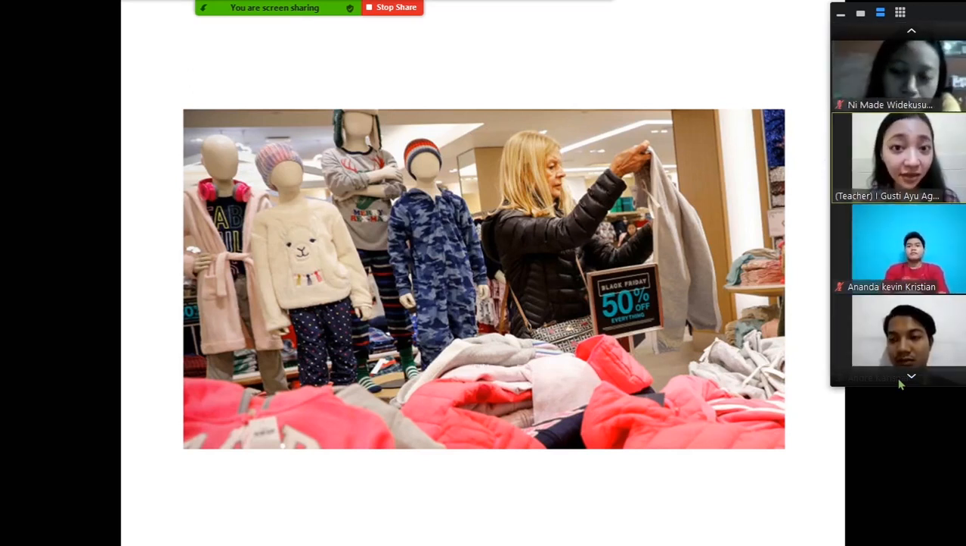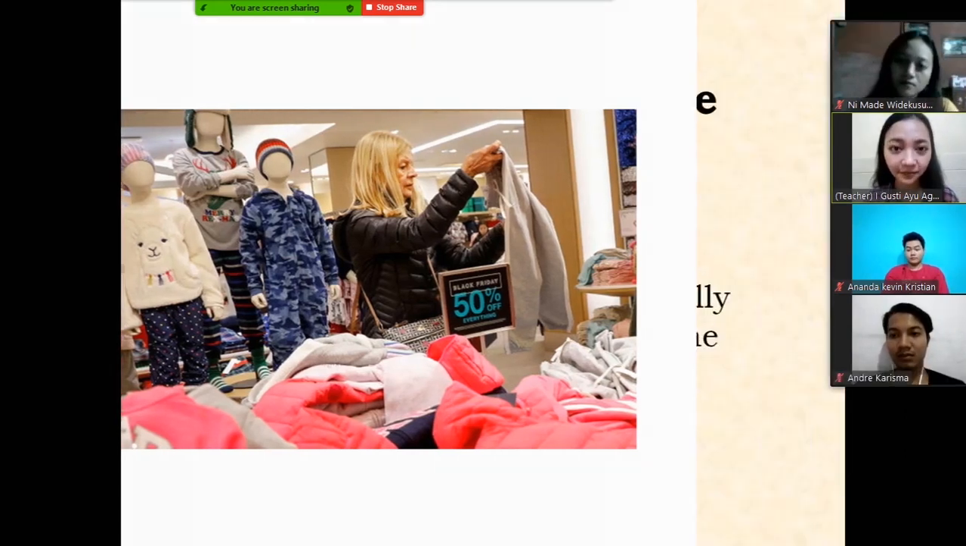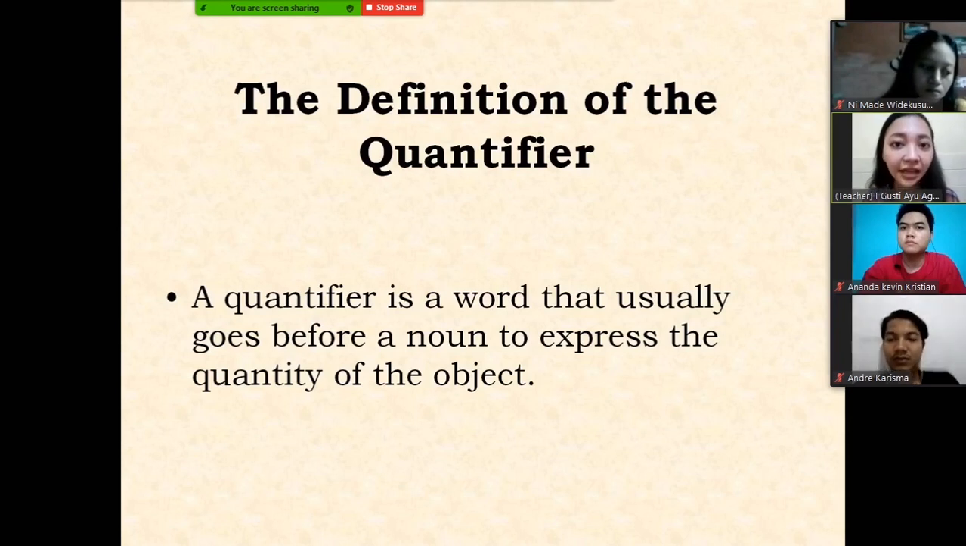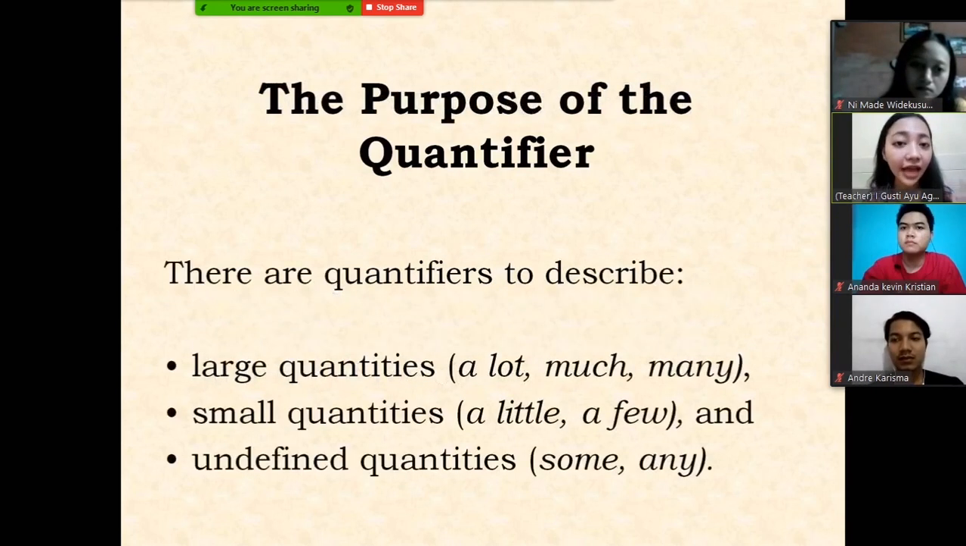In the previous meeting, we have learned about countable and uncountable nouns. Now we will be dealing with quantifiers of the noun. Now I shall explain the definition of quantifier. A quantifier is a word that usually comes before a noun, and its function is to express the quantity of the noun itself.